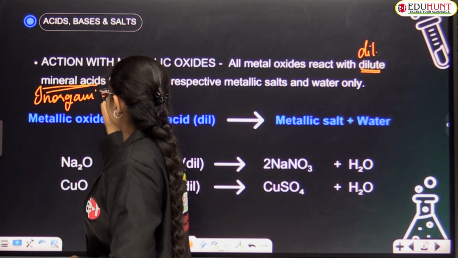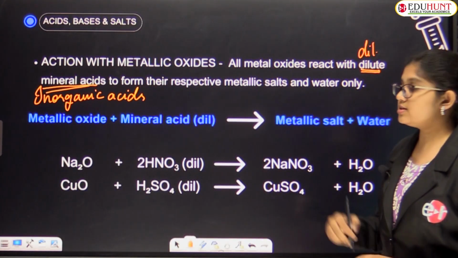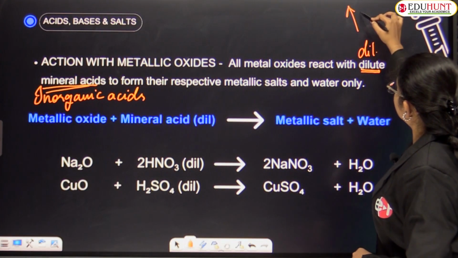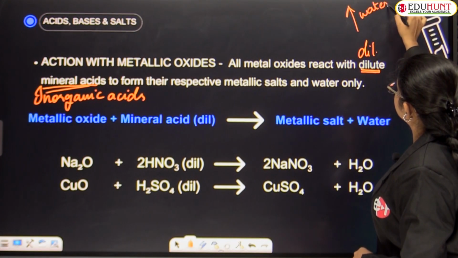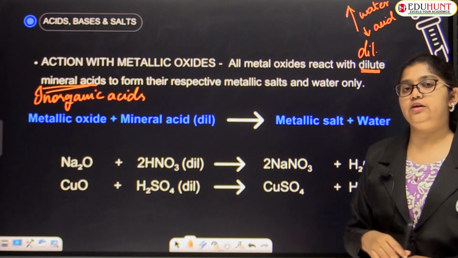Inorganic acids. Then what about dilute, children? Dilute means more amount of water and less amount of acid. Okay, that is the meaning of dilute.